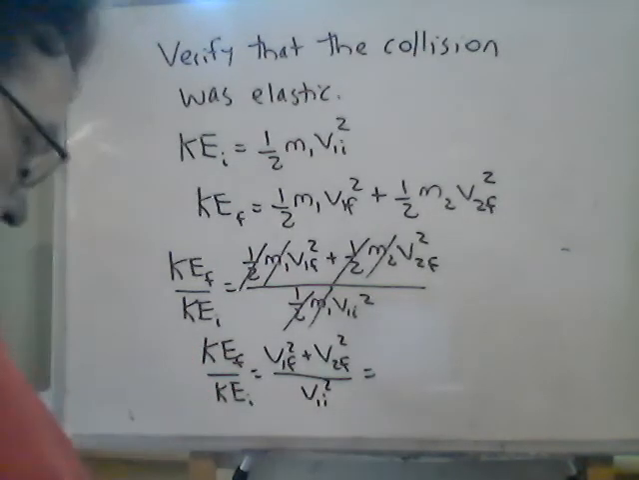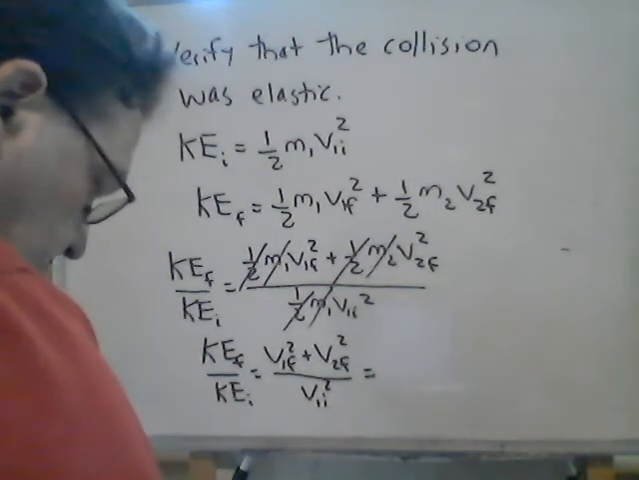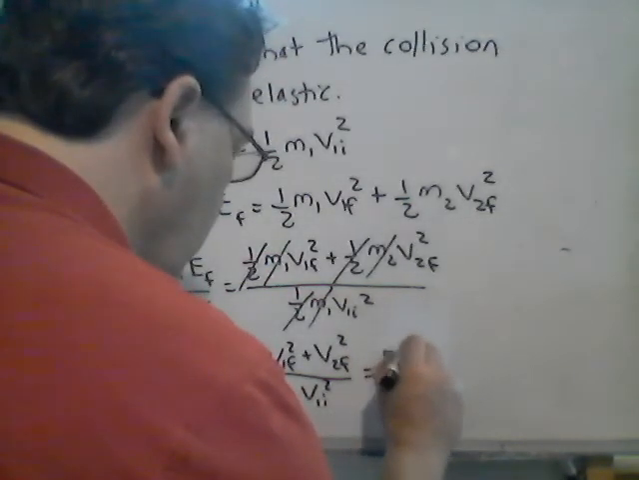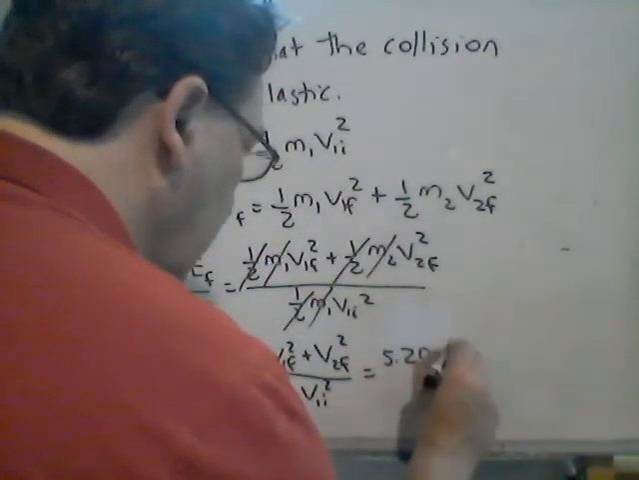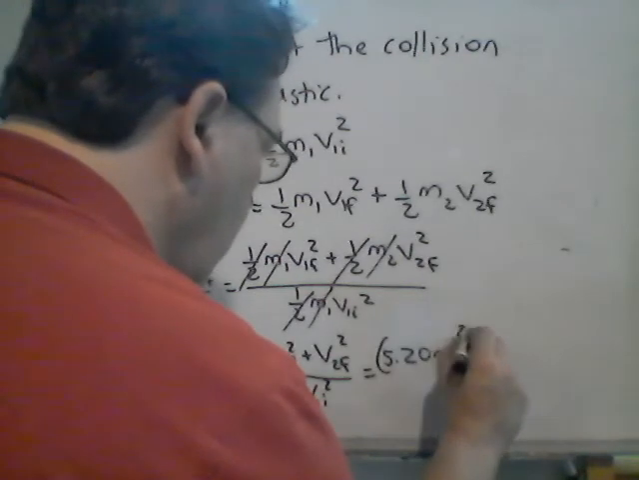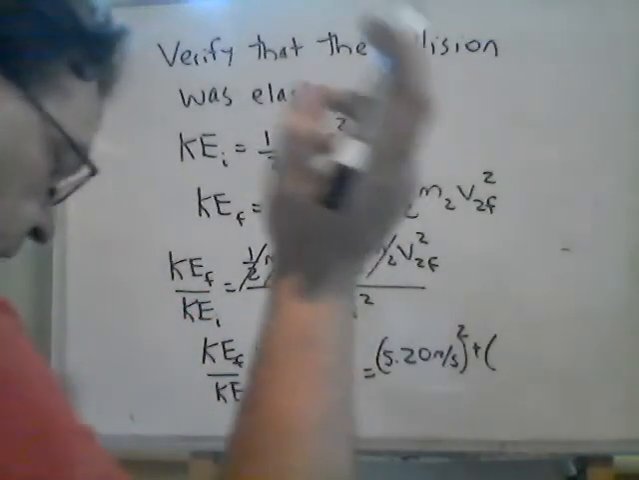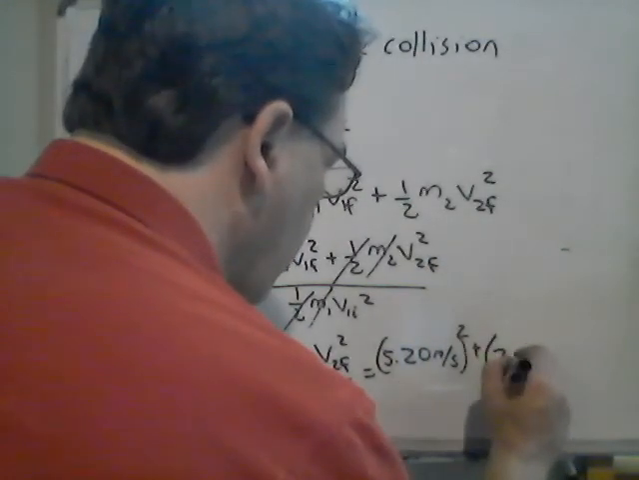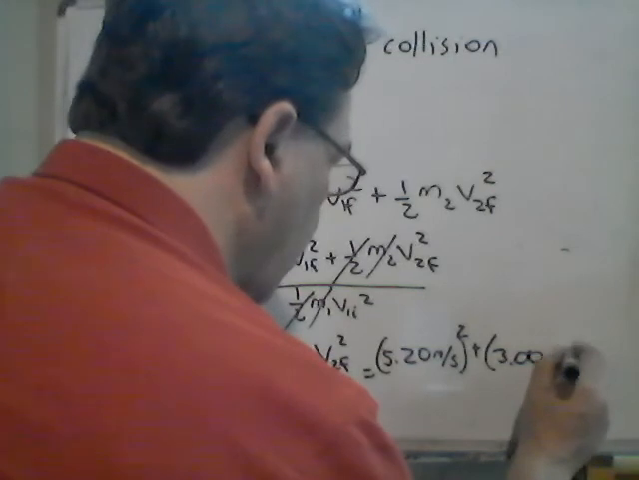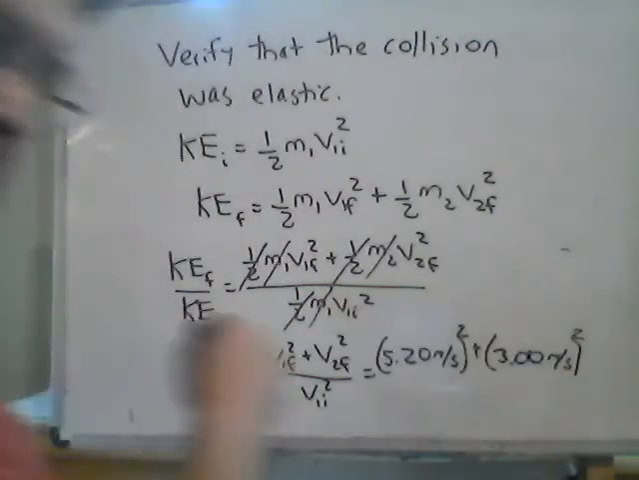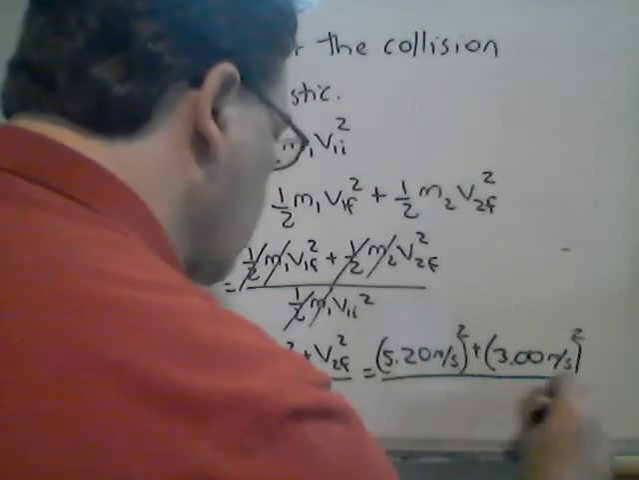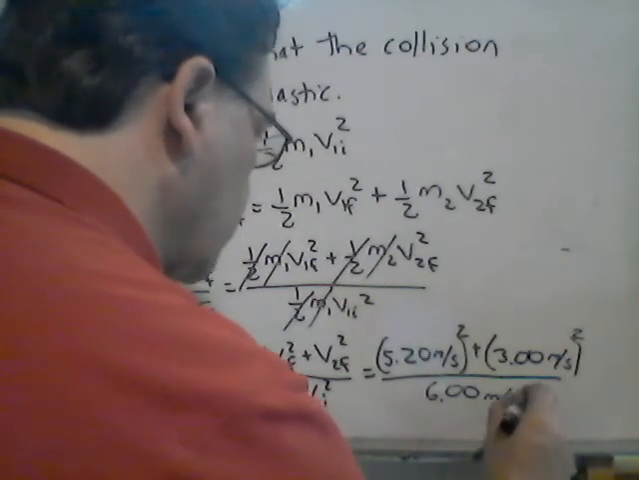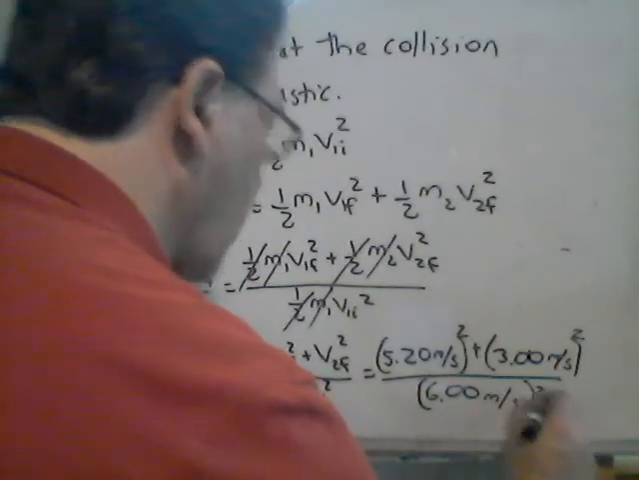All right, go back to my answers. What was v1f squared? That was 5.20 meters per second quantity squared, plus, what did I say v2f was? 3.00 meters per second quantity squared. And then my initial was 6.00 meters per second quantity squared.